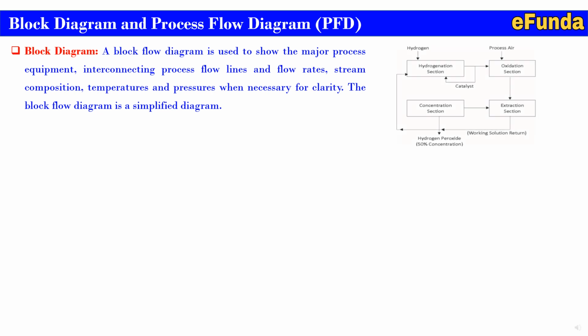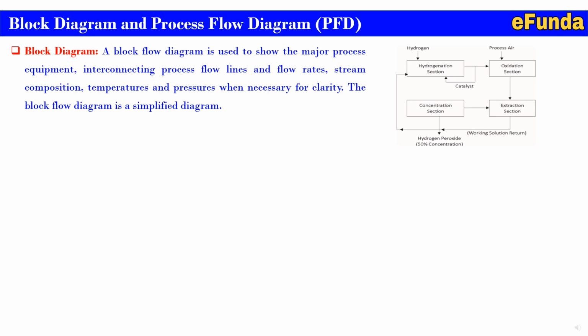One can refer to the block diagram where one can see hydrogen is an input to the hydrogenation section, and similarly the output goes to the oxidation section where process air is connected, and the catalyst is reconnected to the hydrogenation section. Similarly, the concentration and extraction sections are interconnected, and simultaneously the working solution return line is connected further to the hydrogenation section. And the output of the concentration section is hydrogen peroxide at 50% concentration. This is typically how the plant requirements or plant details are covered.